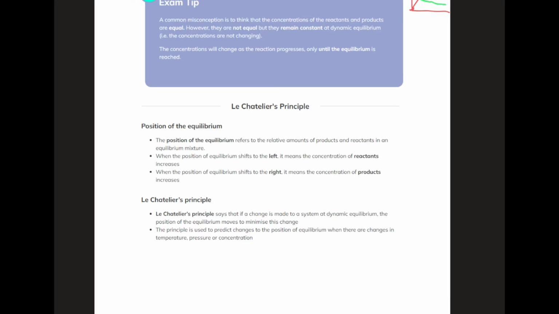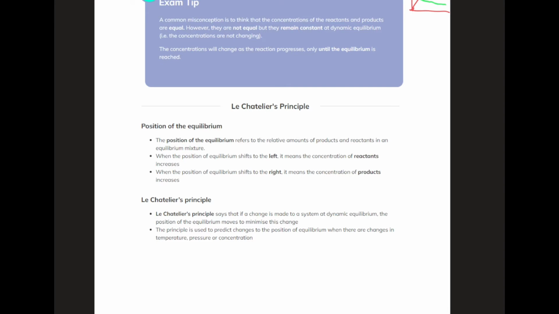Now we look at Le Chatelier's principle. This principle is talking about what happens during equilibrium. But let's see something before the principle. It's about the position of the equilibrium. The position of the equilibrium refers to the relative amounts of products and reactants in an equilibrium mixture.